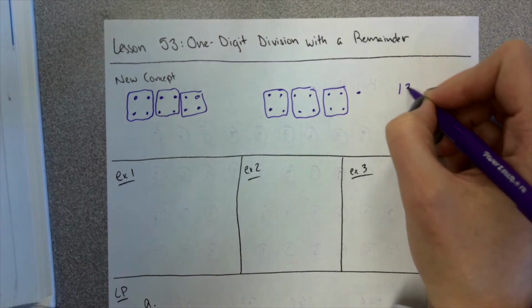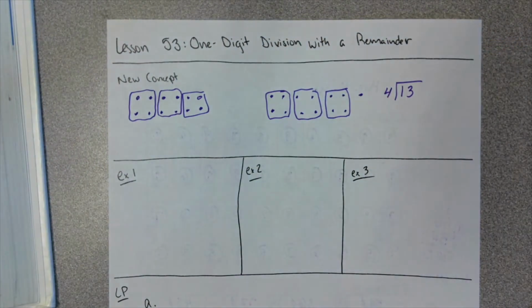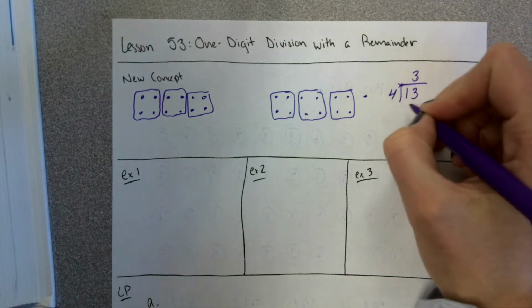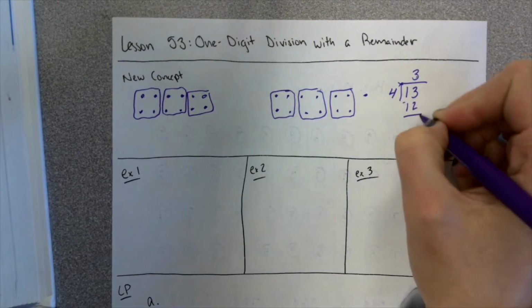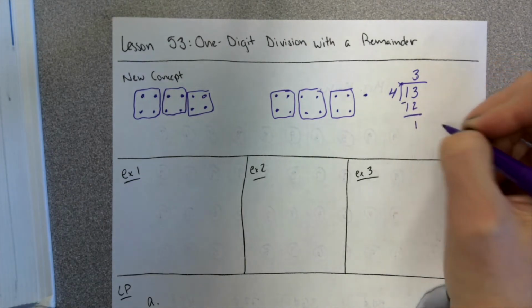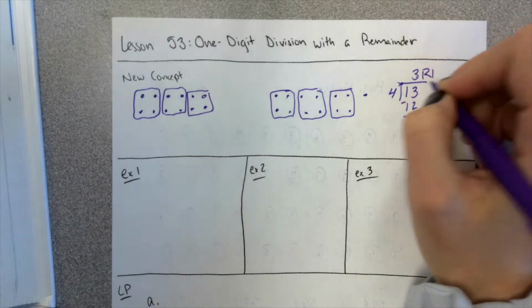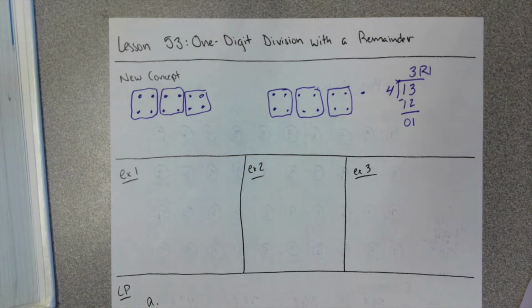So if I was going to do 13 divided by 4, it can go in there 3 times. 3 times 4 is 12. Then I subtract. 13 minus 12 is 1. So I've got 3 here and a remainder of 1. It's 1 left over. Okay?